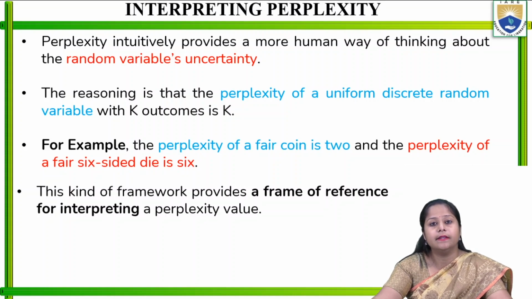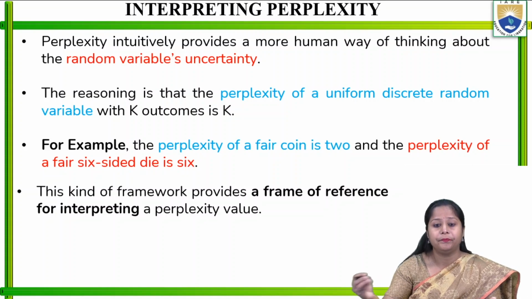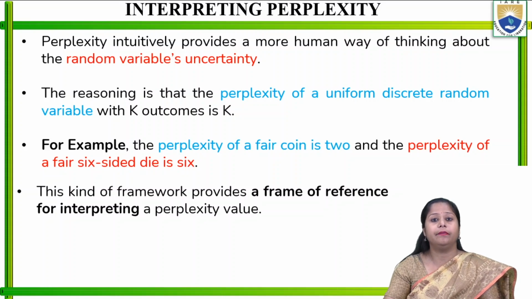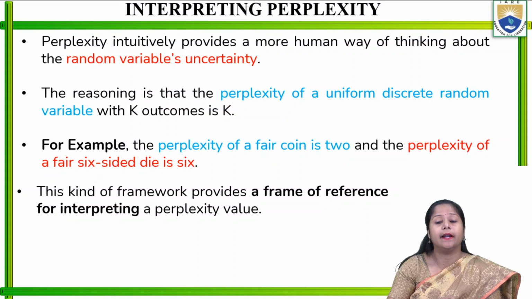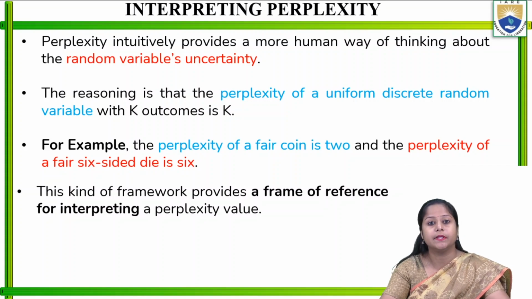In this way, we can quantify and relate how the perplexity will be. This kind of framework provides a frame of reference for interpreting a perplexity value. Here we have seen the coin referring to a different perplexity. If we say the same thing about a die, that is interpreted on the basis of that. So like that, we can use these references to measure different perplexities on the basis of this earlier given reference.